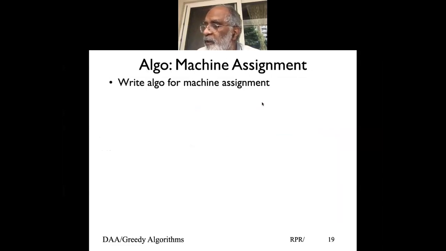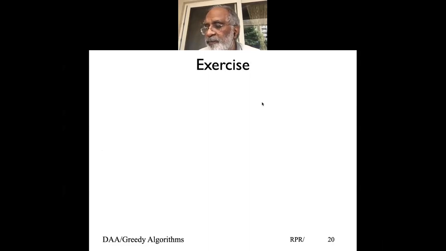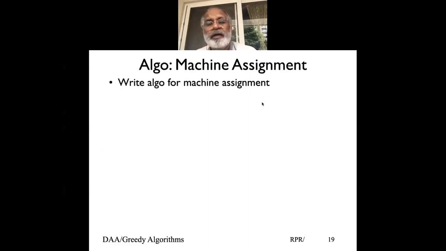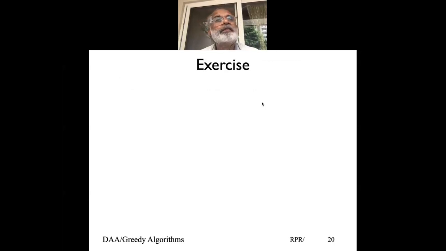Again, in the same way you can look at the algorithm. My suggestion would be to write your own algorithm for machine assignment. Take this problem, write an algorithm, take different combinations. Examples are given in the book; work out those, and that will consolidate your knowledge. So basically, what we have done is we looked at the basic greedy approach, the coin change problem, and the machine assignment problem.